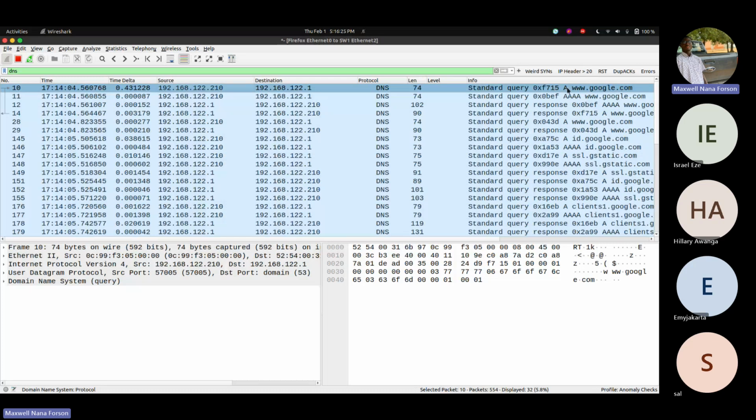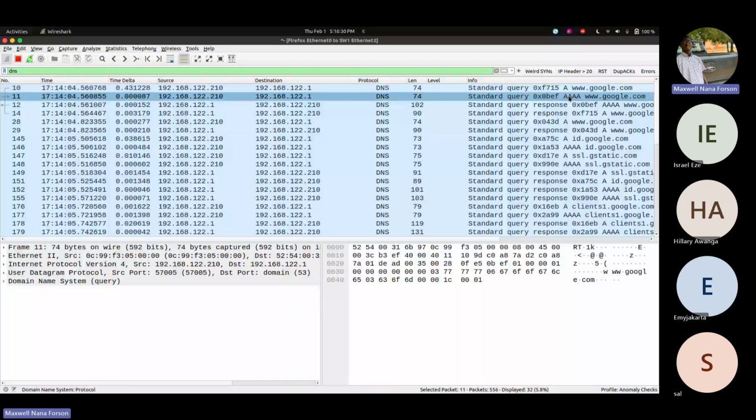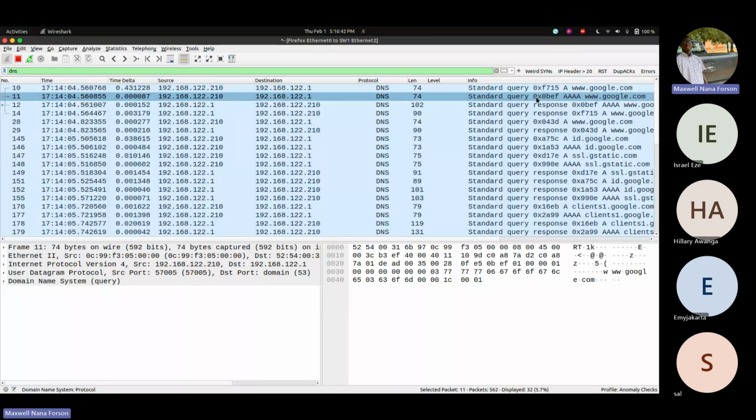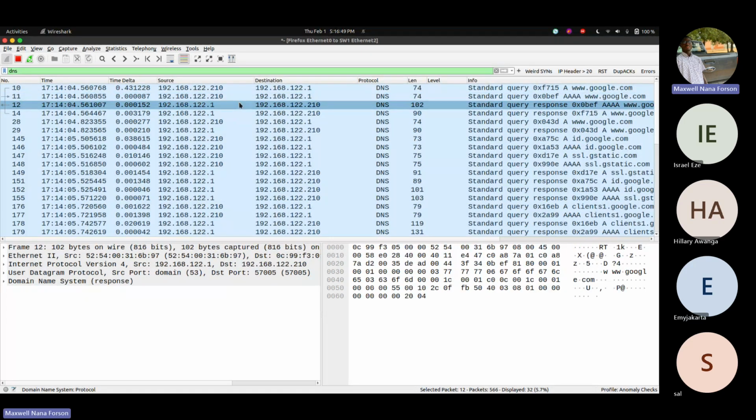If you see this A over here, it means the IPv4 address. If you see the quad A, or the 4 A's, it means the IPv6 address, but that wouldn't be something that we worry about, right? So here is a query. There's also another query from my PC to that side. And then now I receive the response from the server that responded, right?